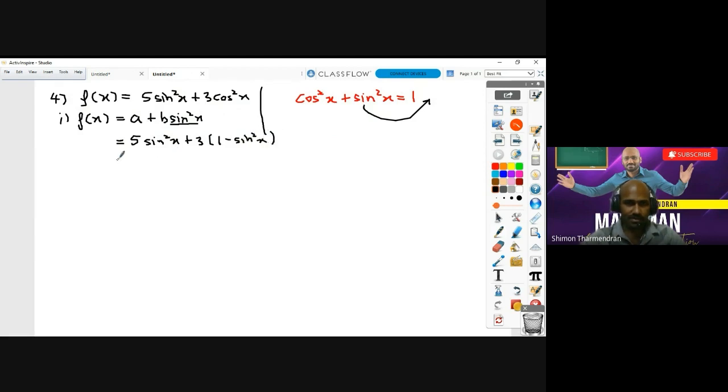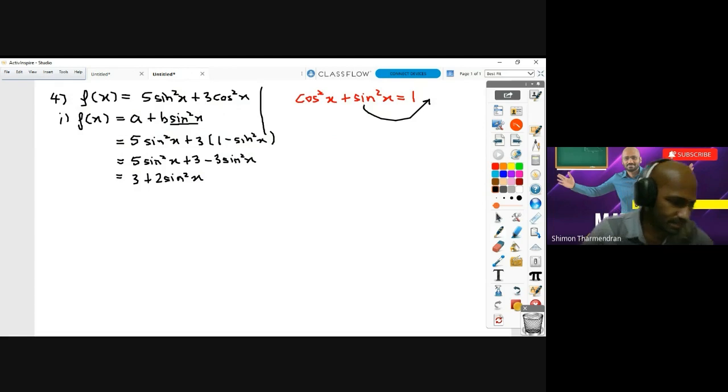Now everybody has got a sine squared term. So this becomes 5 sine squared x plus 3 minus open bracket 3 sine square of x. So we have 3, 5 minus 3 is plus 2 sine square of x over here. So that's it. Stating the values of a and b. So we have a equals to 3 over here, and we have b equals to 2.